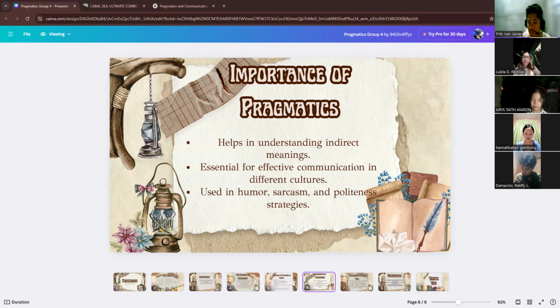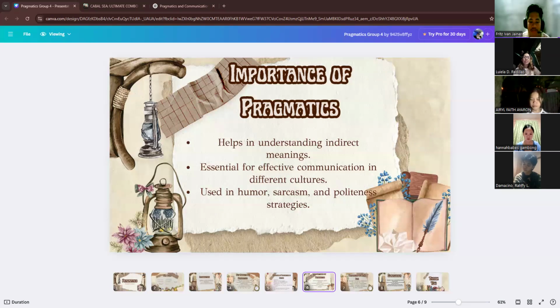Understanding these differences helps avoid misunderstanding and foster better interactions. So I will give you another example. In Japan, saying "this might be difficult" can mean no. In some Western cultures, a direct no is a common word. So understanding these differences ensures smooth communication.